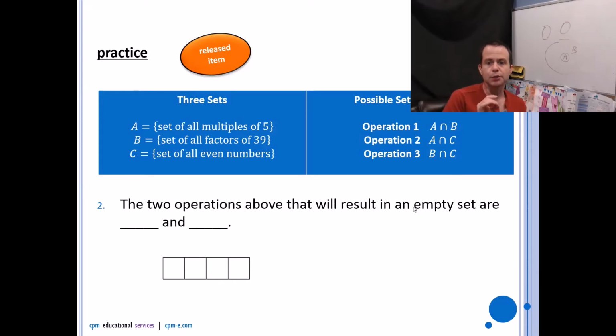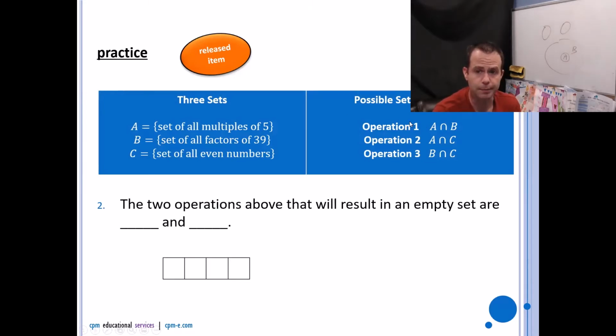Okay. The two operations that would result in an empty set. So operation number one is A intersect with B. In order for A and B to intersect, I would need a factor of 39 that's also a multiple of 5. Well, the factors of 39 were 1, 3, 13, and 39. None of those are multiples of 5. So for sure, that would be an empty set.